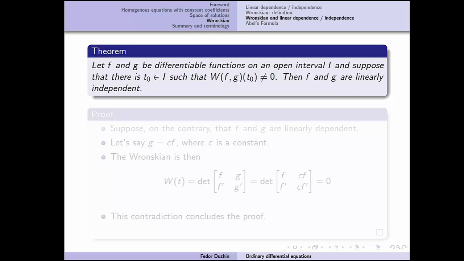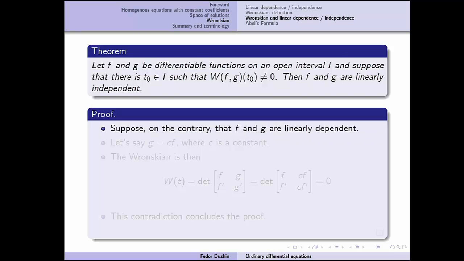And here is a theorem. If f and g are two differentiable functions, and there is a point at which the Wronskian is not 0, then these two functions are linearly independent. So that's how you can check that the functions are linearly independent.